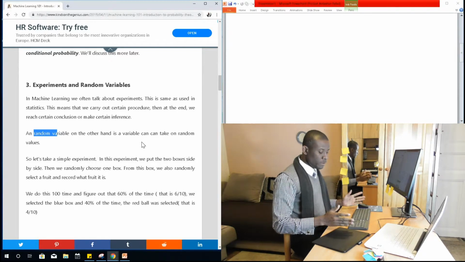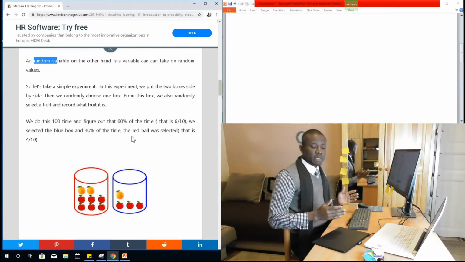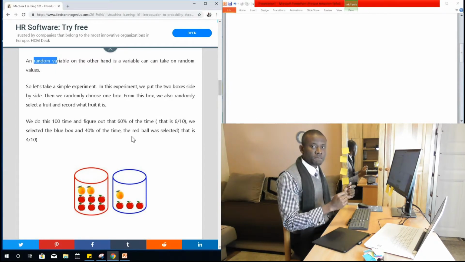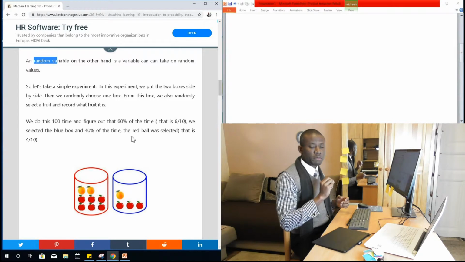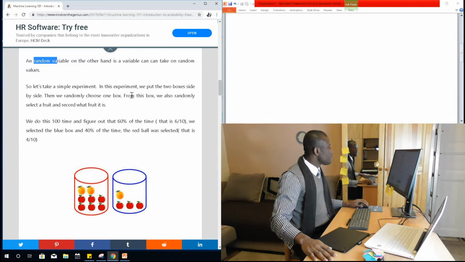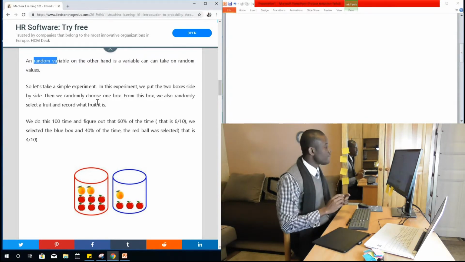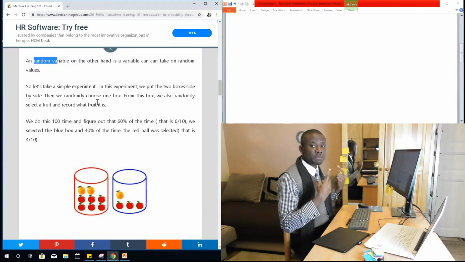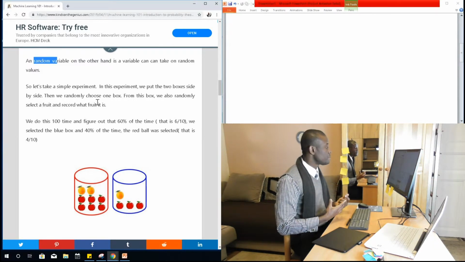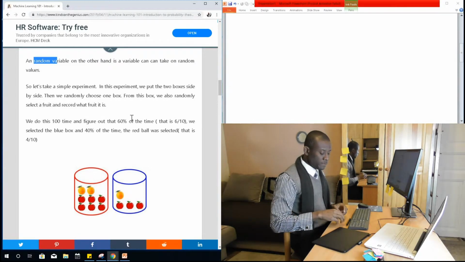Now, think of this experiment in this way. I'm going to scroll down. In this experiment, we are putting the two boxes side by side. Step 1, we select a fruit from the box and we place it beside. We select first a box randomly. We choose one box, either a red or a blue box. And then from this box, we select a fruit. And we repeat this process several times, let's say 100 times. And we are recording the figures we have.